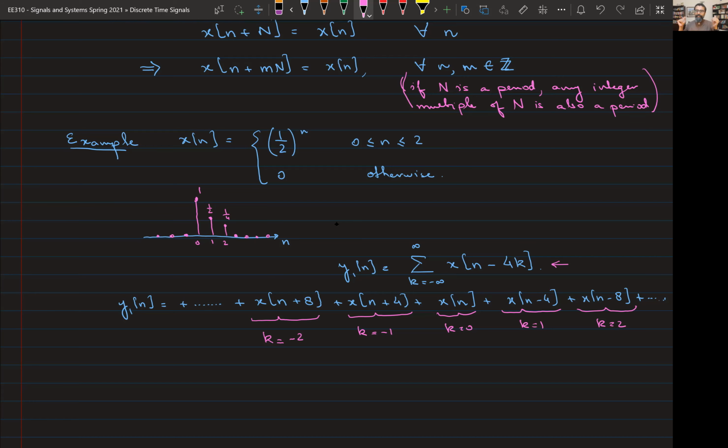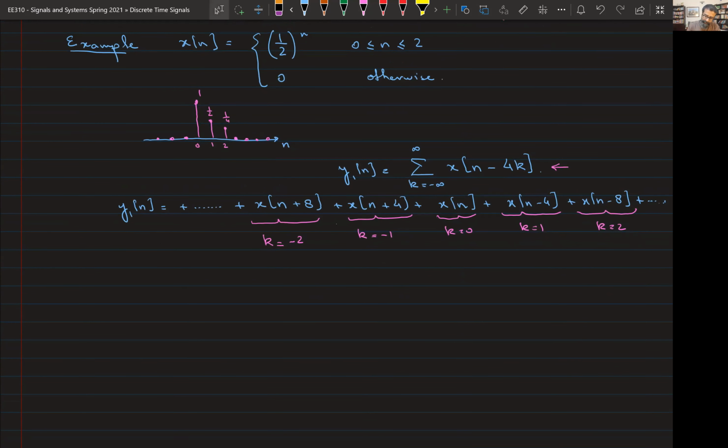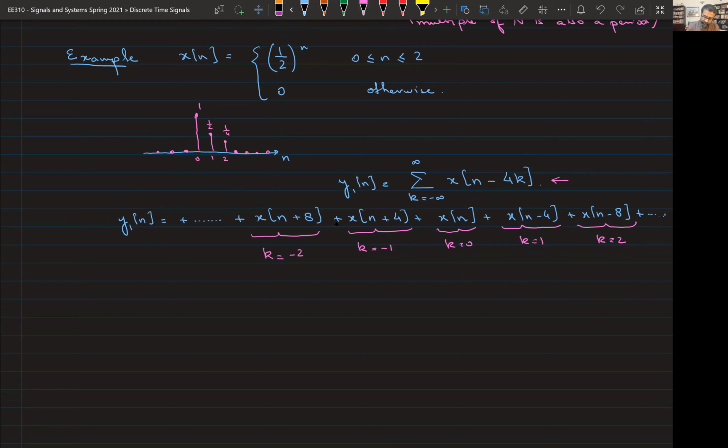Now the next question is, if you understand what this summation represents, what is y1 of n going to be? If you were to sketch it, what would it be? What would y1 of n be? If I ask you to sketch y1 of n, how would you do that? Anyone?